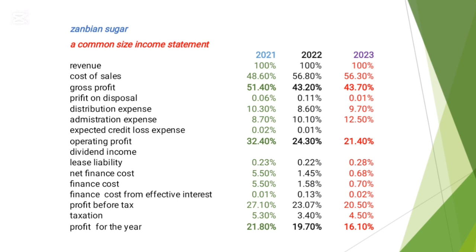So we can see that the profit for the year from 2021 to 2023 decreases. In 2021 it was 21.8%, in 2022 it was 19.7%, and in 2023 it was 16.1%. So the implication here is that the increase in cost of sales will affect the profit for the year, which is not good for the investor and for the business.